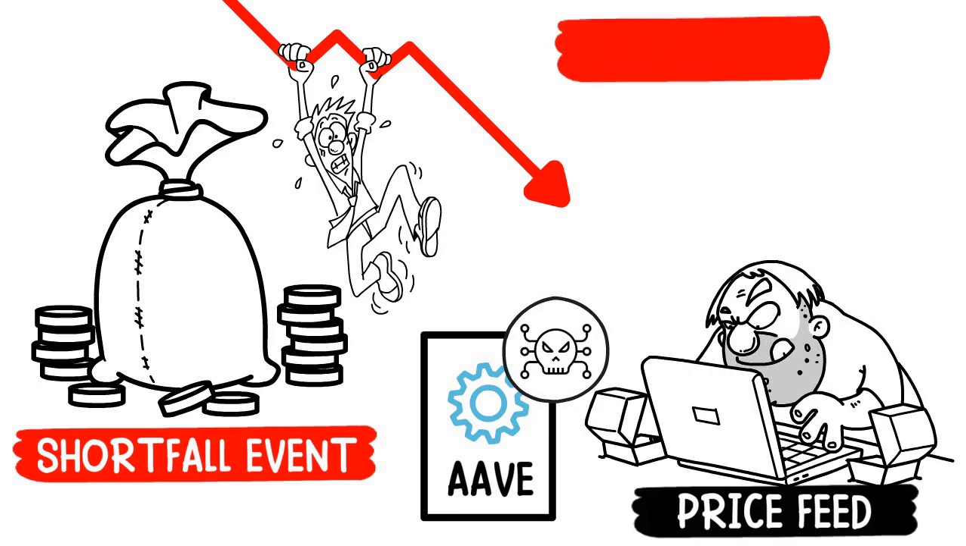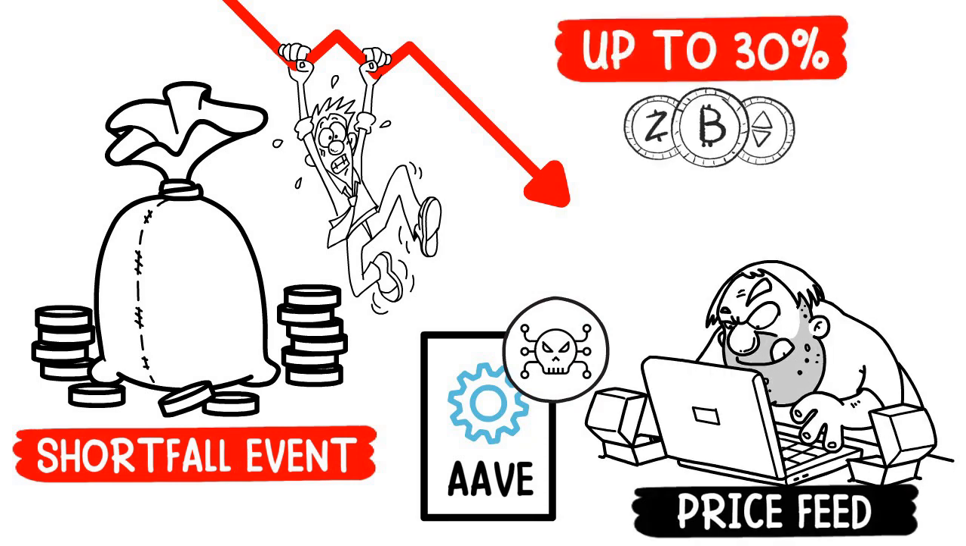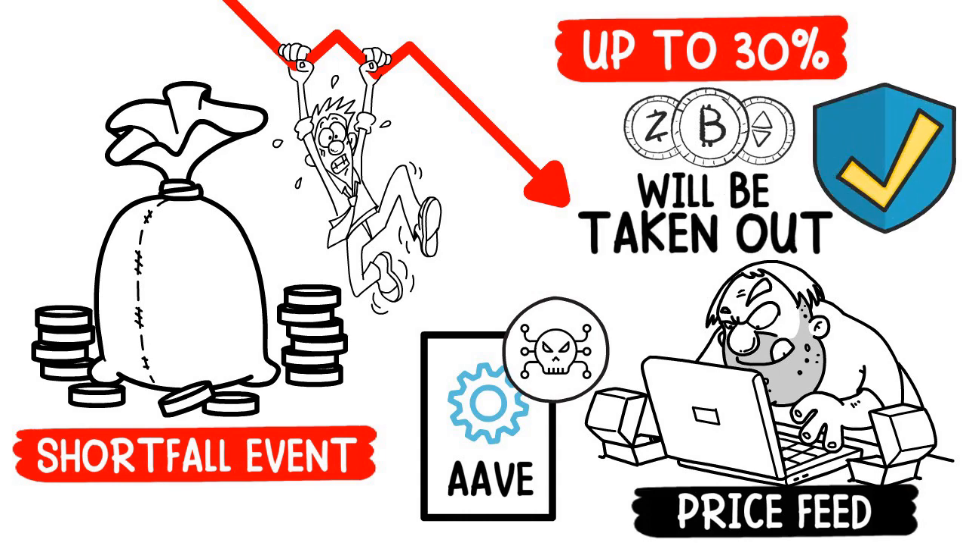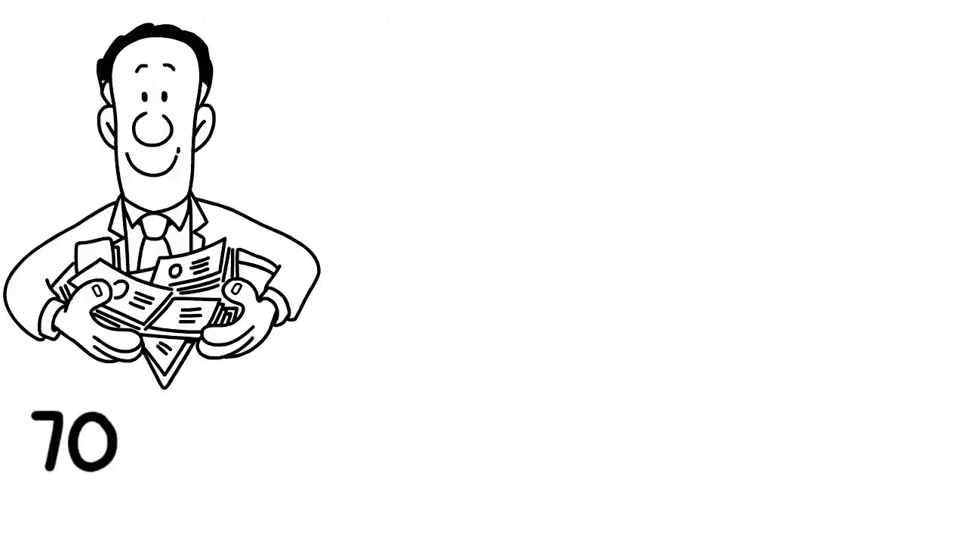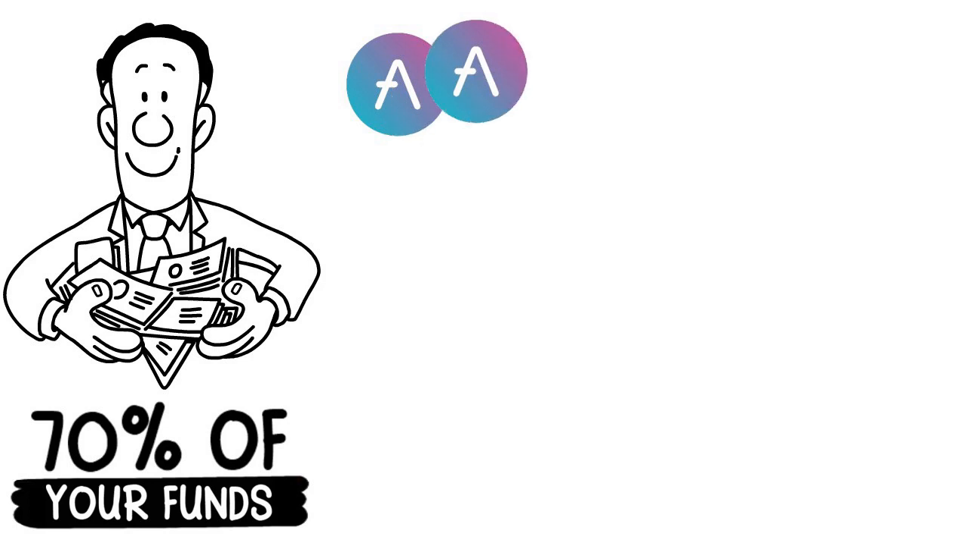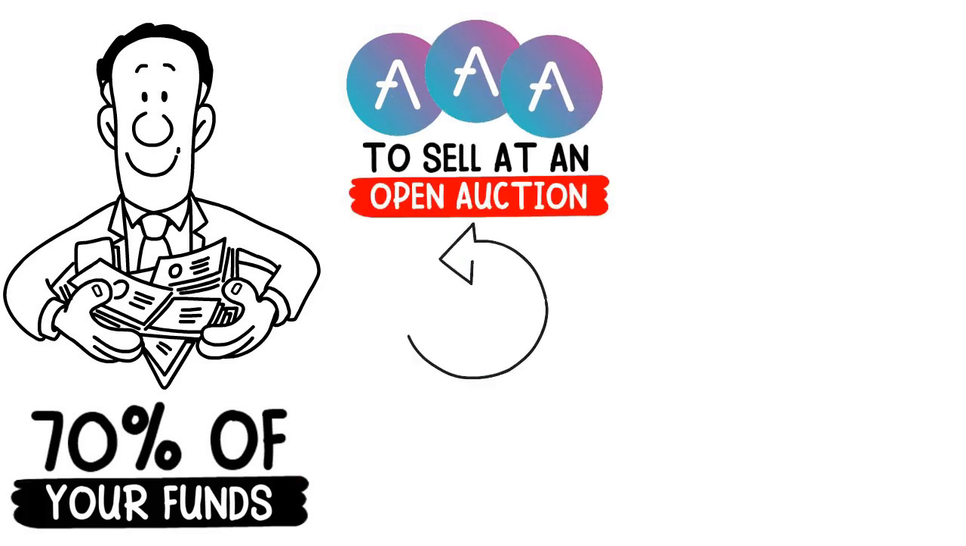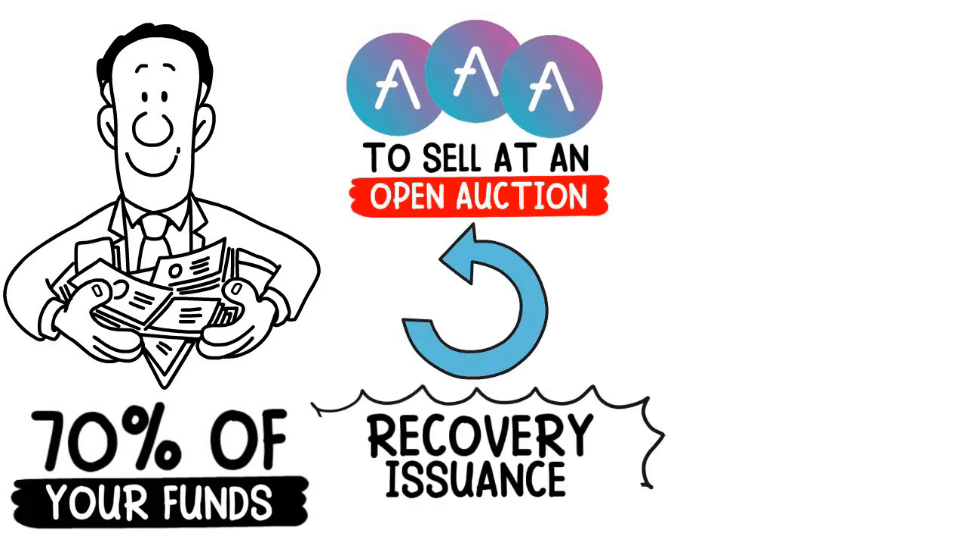If such an event happens, up to 30% of the funds in the safety module will be taken out to cover the deficit for the suppliers. You'll keep 70% of the funds, and Aave will issue new Aave tokens to sell at an open auction to recover the remaining losses, aka recovery insurance.